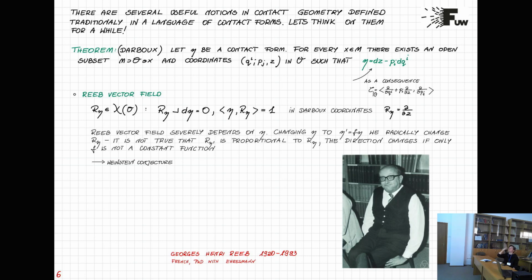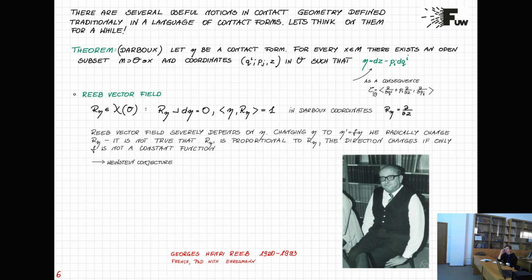And it can be proven that if we take whatever tangent vector which does not belong to the contact distribution, this tangent vector can be a value of some Reeb vector field for some contact form. So we can always choose a contact form in such a way that this one particular vector will be the value of the Reeb vector field at this particular point.